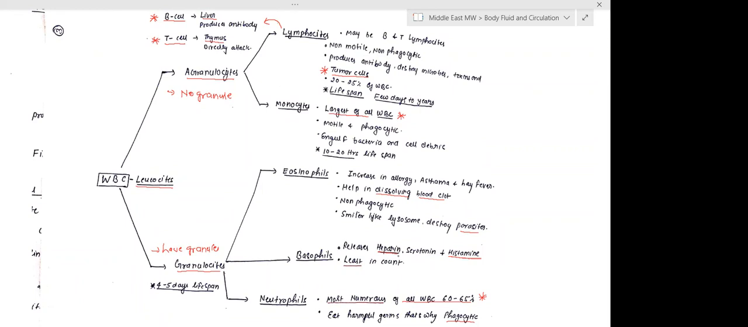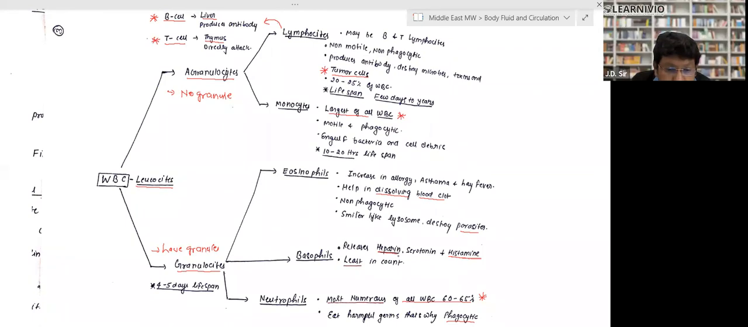Are granulocytes non-motile? Look, eosinophils increase in allergy and are non-phagocytic. They are also non-motile. Basophils are also non-motile. Neutrophil is motile, and eosinophil and basophil are non-motile.